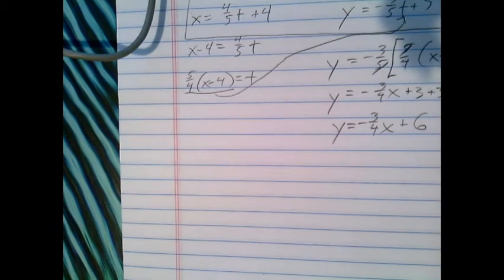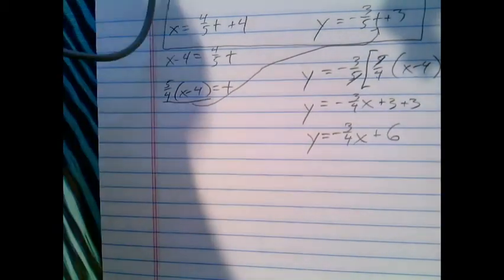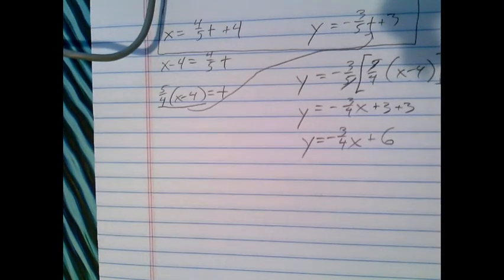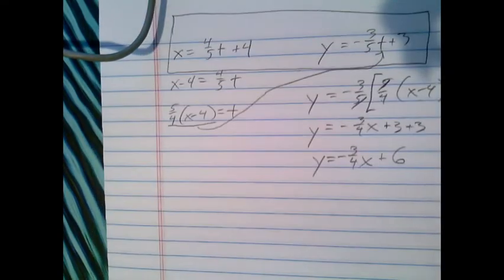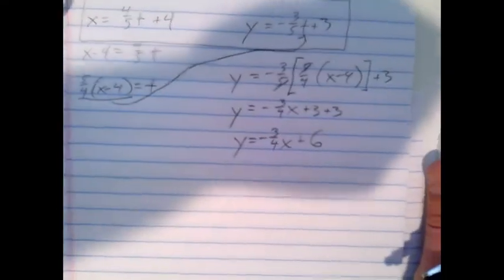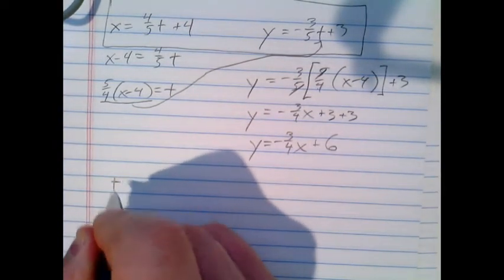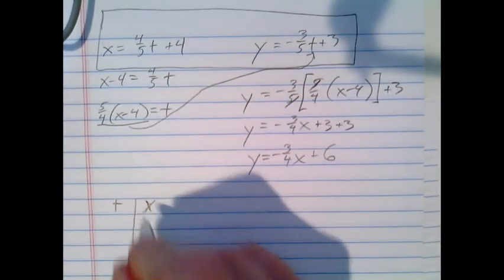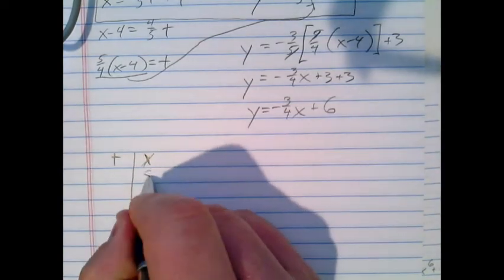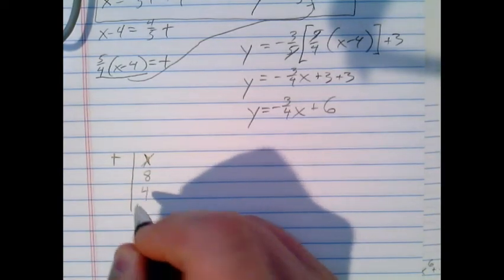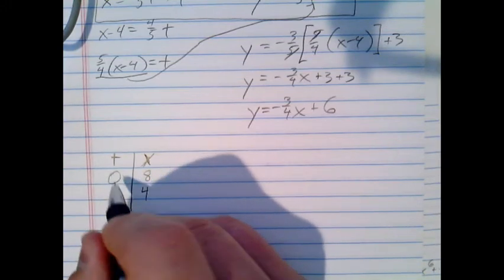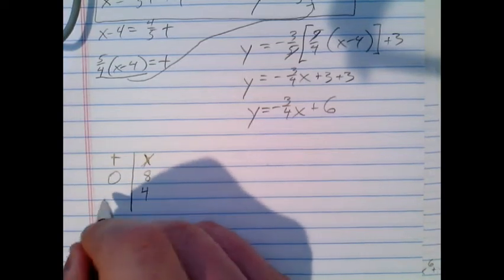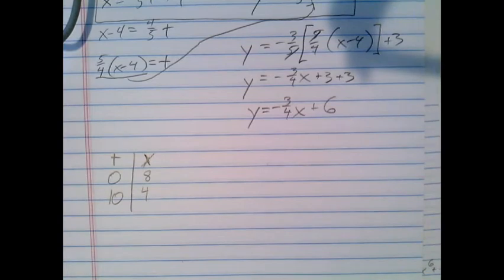Alright, so we were going to rebuild our parameterization, but this time we were going to make it so that we started at the point 8, 0 and ended at 4, 3. So I'll remake my ordered pairs, t and x. I want x to start at 8 and end at 4. And remember, we said we want to go slower this time. Maybe we're making a deeper cut or something. So we want to take 10 seconds instead of 5 seconds.